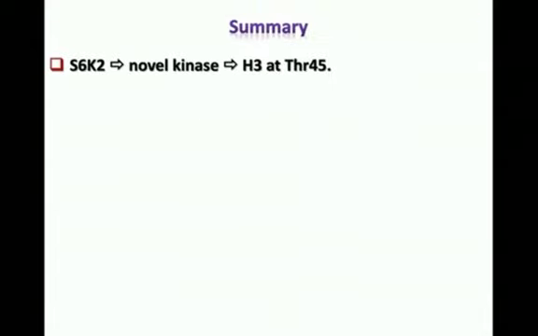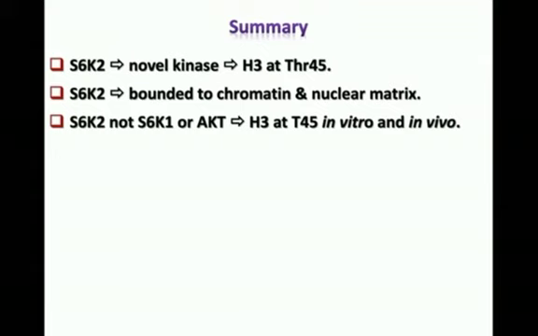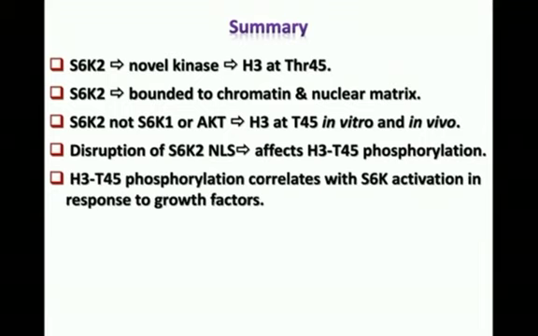So the summary of this work: S6K2 is the first kinase that we identified for histone 3 at threonine 45. S6K2 can bind to the chromatin and the nuclear matrix. S6K2, not S6K1 or AKT, can phosphorylate H3 at T45 in vitro and in vivo. When we disrupt the S6K2 nuclear localization sequence, it dramatically affects the phosphorylation of histone 3 at T45.